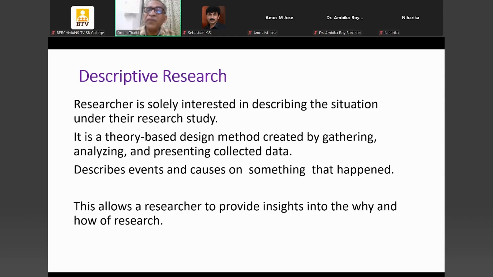So what is happening here? The researcher is actually interested in describing situations, just describing situations or characteristics under their research study. So it is not specifically looking at whether some relationship exists between variables. It is not looking at finding out something on which there is no known factor or no known answer. It is just describing something. So this is very theory based. It's a theory based design, and it is created by just gathering data, analyzing and presenting the collected data.